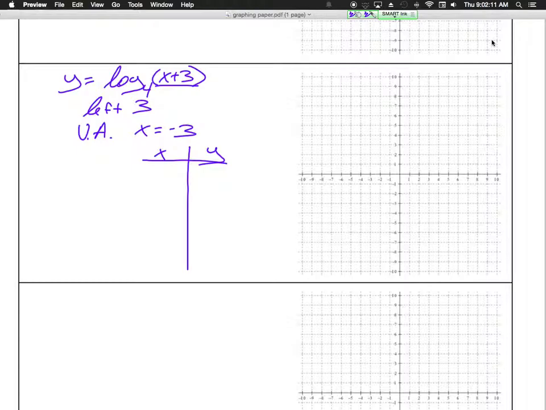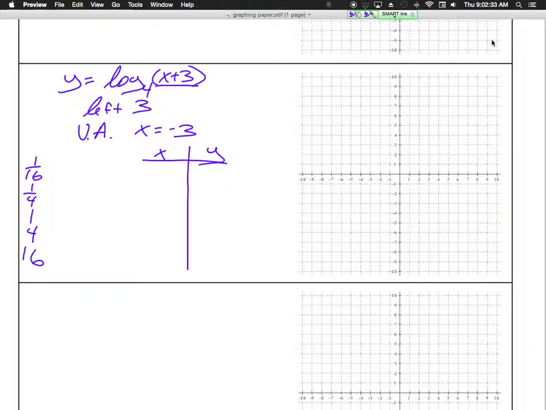What did we choose on the last one? What do we always choose? I need the negative 2, so what's 4 to the negative 2? 1/16. Then what do I need? We'll get there. I just want the numbers first. I need 1/4, and then I need 1, and then I need 4, and then 16.